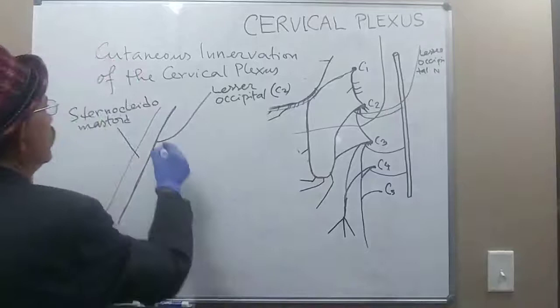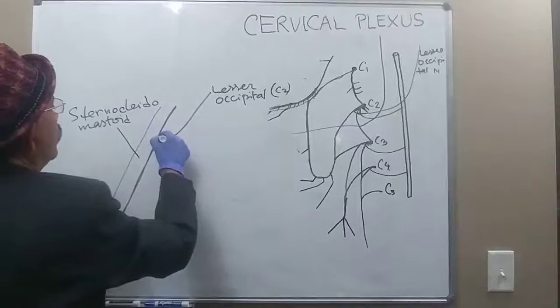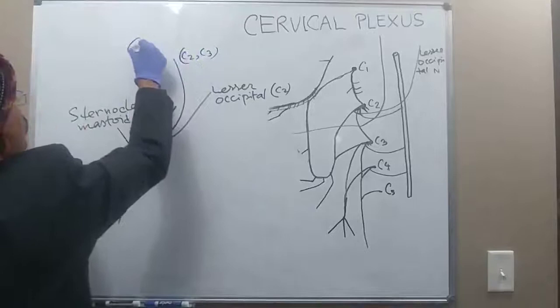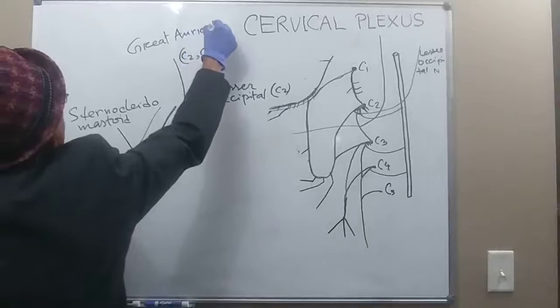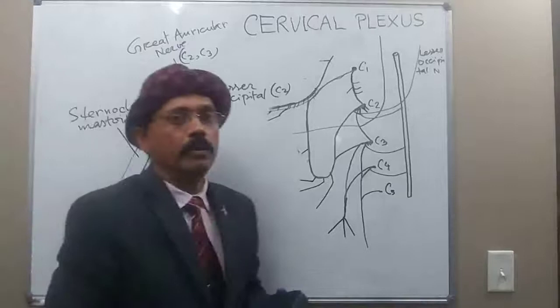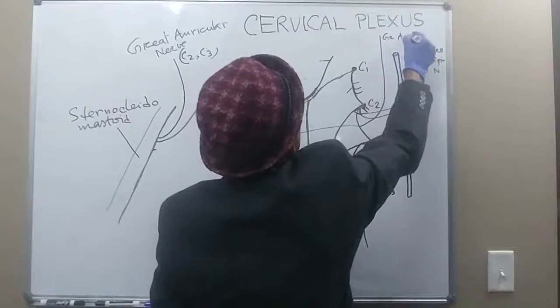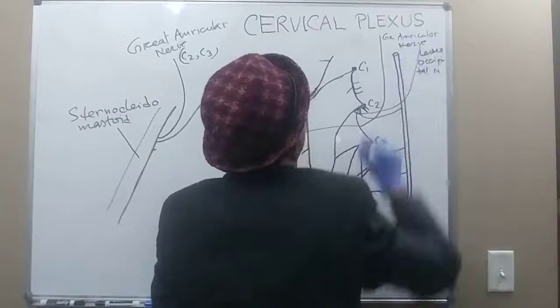Then we'll get the great auricular nerve. The great auricular nerve root value is C2, C3. This is the great auricular nerve. Okay, we got that.